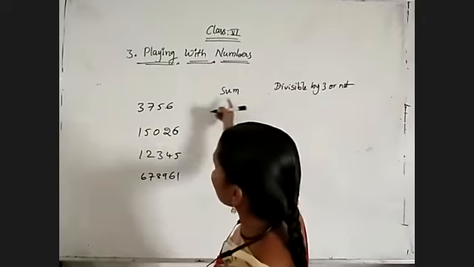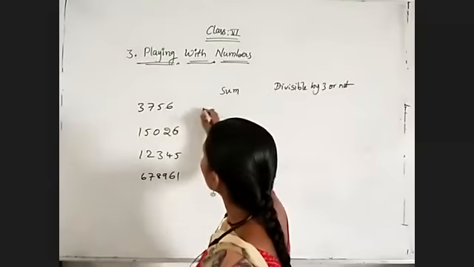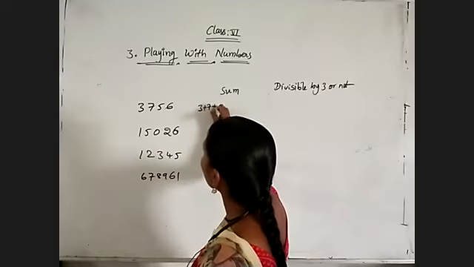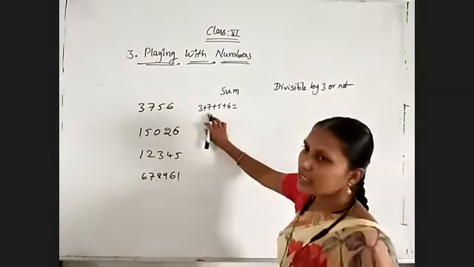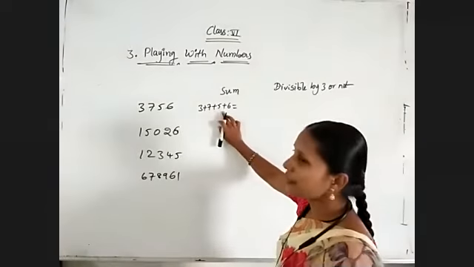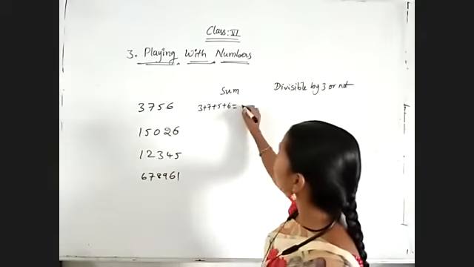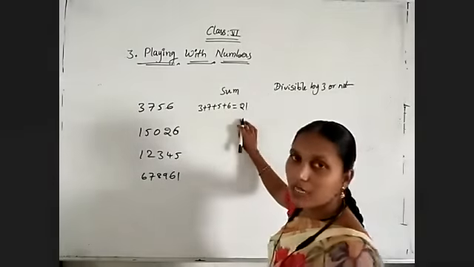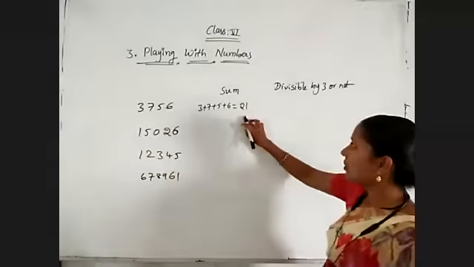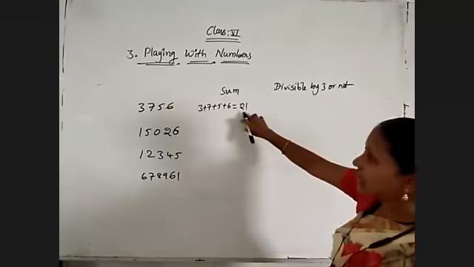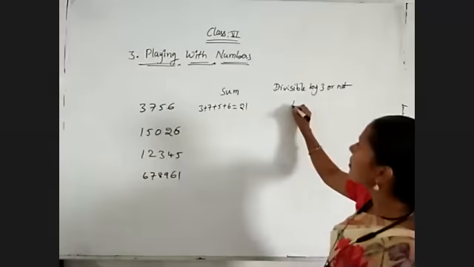Okay, sum of these digits. How much? 3 plus 7 plus 5 plus 6, which is equal to 3 plus 7, 10. 10 plus 5, 15. 15 plus 6 is equal to 21. So 21 is a multiple of 3. Yes or no? 21 is a multiple of 3. Multiple of 3 means we get it in the 3 table. So it is divisible by 3.